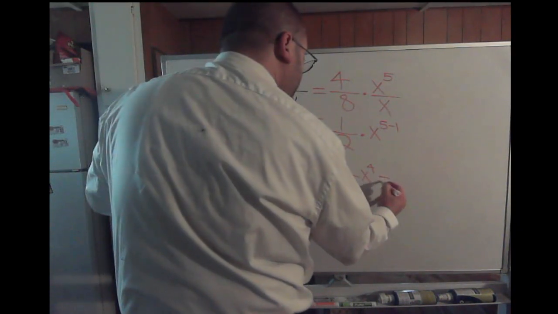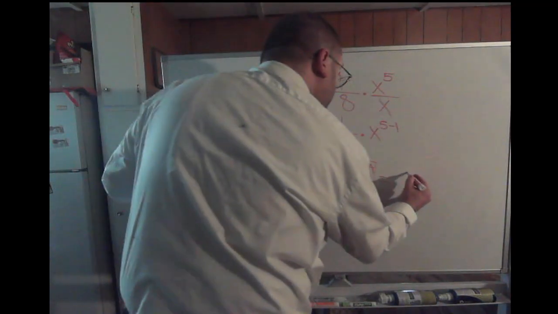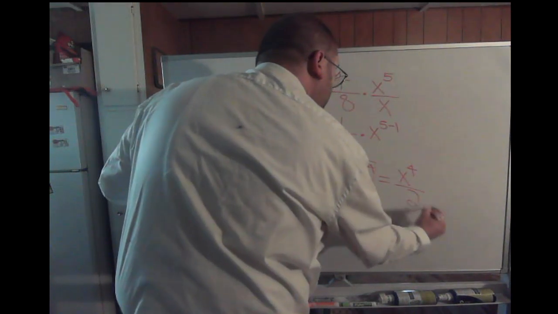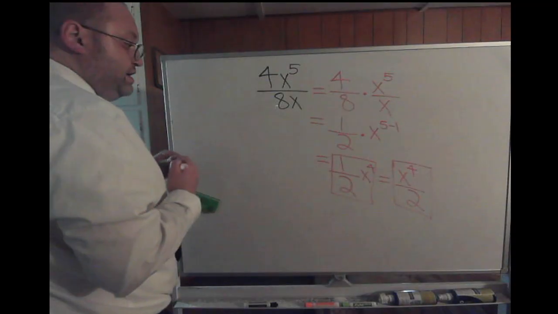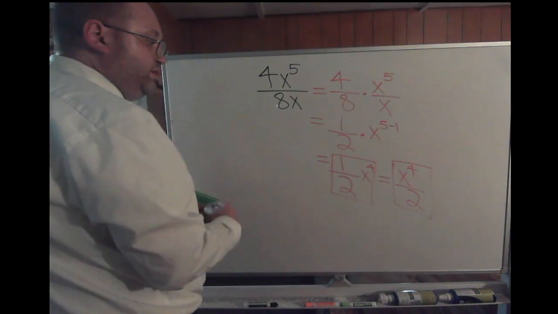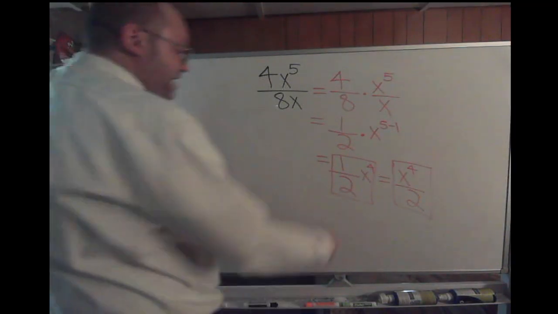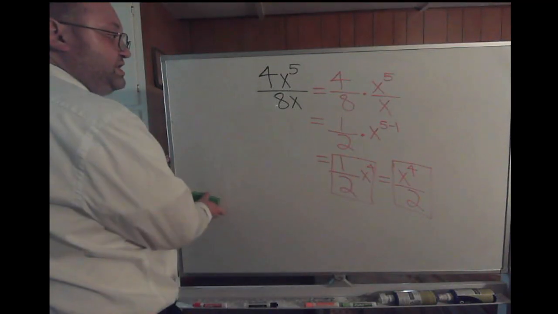So two ways you can write this. You can write it as 1/2 x to the 4th, or you can write this as x to the 4th over 2. Either way is acceptable. You can write it either way, because 1 times x to the 4th is x to the 4th, and you just have that denominator of 2. So you should get half x to the 4th, or you can get x to the 4th over 2. Either answer is acceptable.